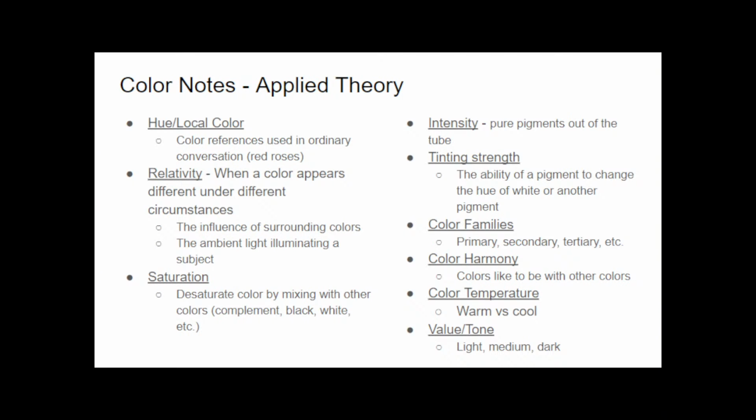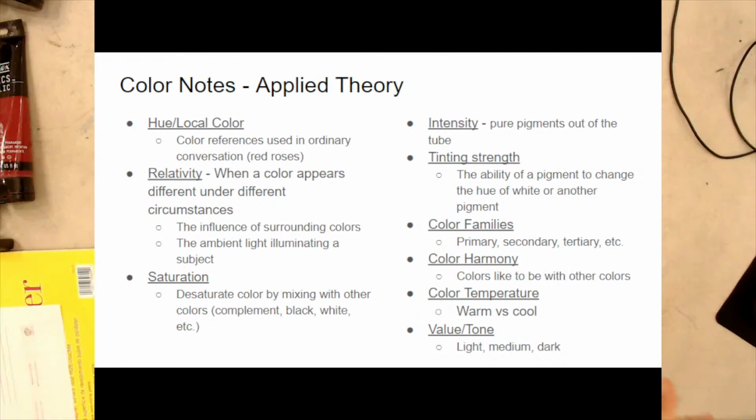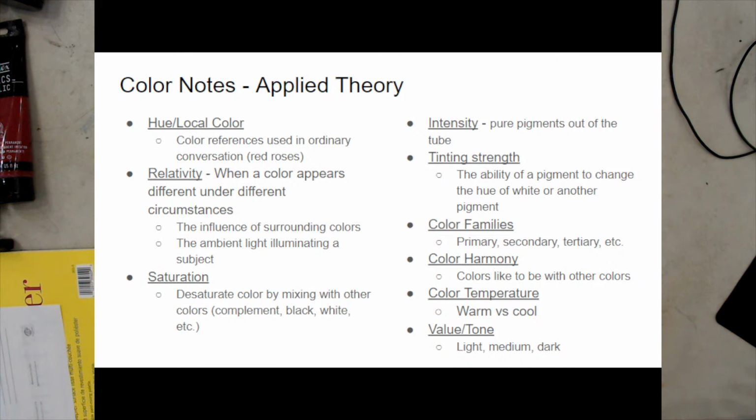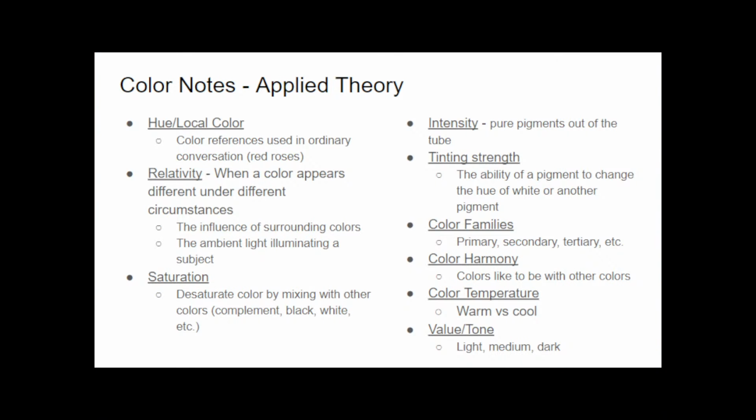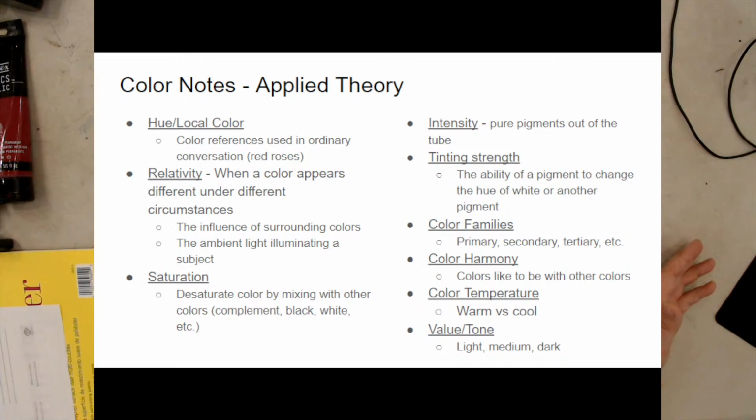But what is our concern is the vocabulary that we would associate with paints and pigments. Hue is general or local color. It's color references used in ordinary conversation. It's a red apple, red roses, the blue sky. That's an example. What's the hue?